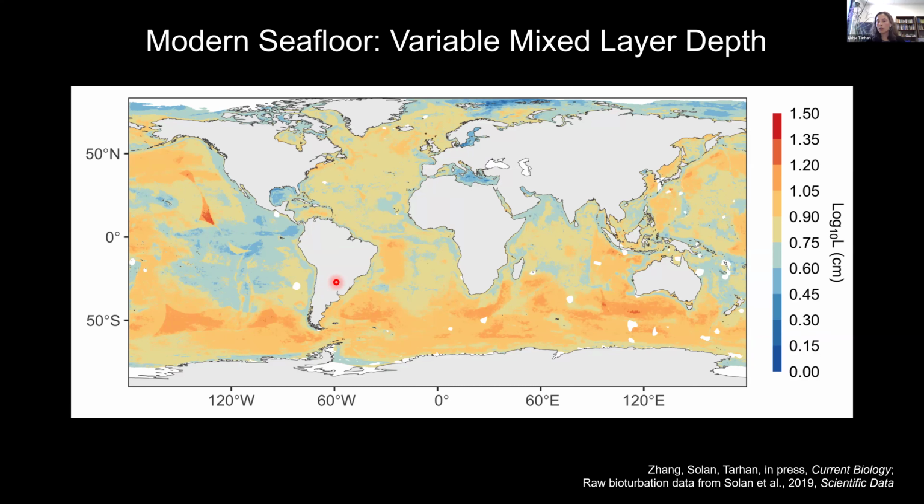This is drawing on Martin Solan's recent compilation published a few years ago in Scientific Data. And in addition to those empirical records, what we've done is we've used a machine learning framework, specifically a random forest tree-based ensemble, to predict, at a much higher spatial resolution than we have access to from those empirical records alone, the distribution of different depths of the sedimentary mixed layer using a range of ecological and environmental predictor variables.